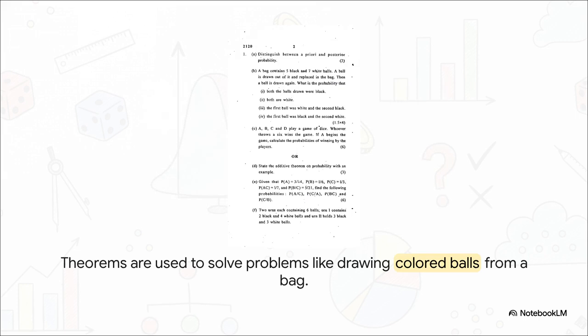And look, this isn't just some abstract math. These theorems are exactly what you use to solve those classic problems, like figuring out the odds of pulling colored balls out of a bag. And something as simple as whether you put that first ball back in or not, that one tiny choice determines if the events are independent or dependent, and it completely changes the entire calculation.